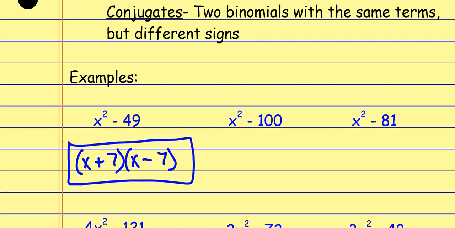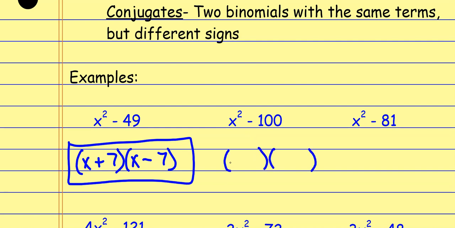Done and done. And again, if you forget this, put a 0 in the middle. Build a bridge. You'll get the same answer. All right? If you look at this guy, again, x squared is a perfect square, 100 is a perfect square. We have subtraction. This is a difference of squares. So it's going to factor into conjugates.